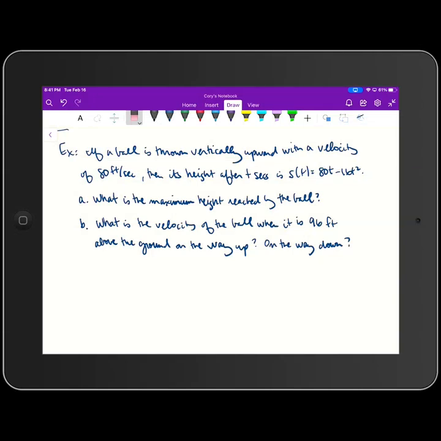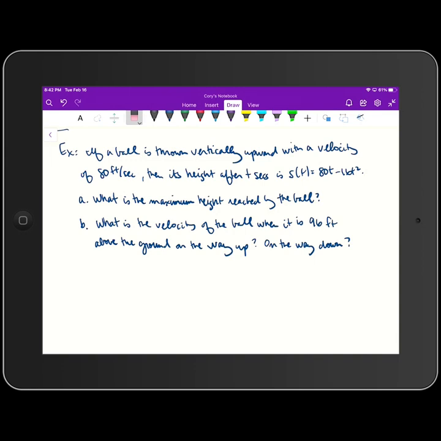Okay, so we're going to do a couple of examples to continue in our lesson on motion. The first of which says that if a ball is thrown vertically upward with a velocity of 80 feet per second, then its height after t seconds is given by the position function s of t, which is equal to 80t minus 16t squared. So this is a two-part question.